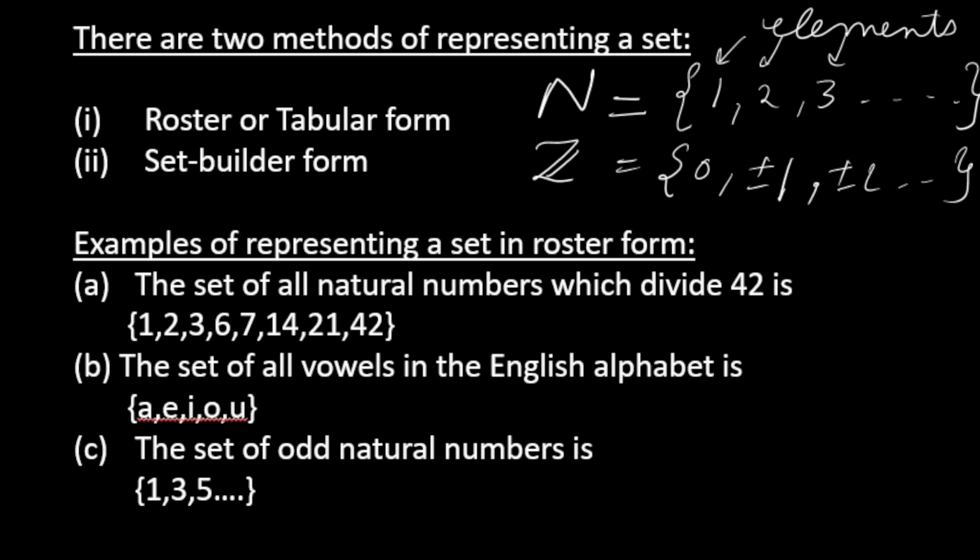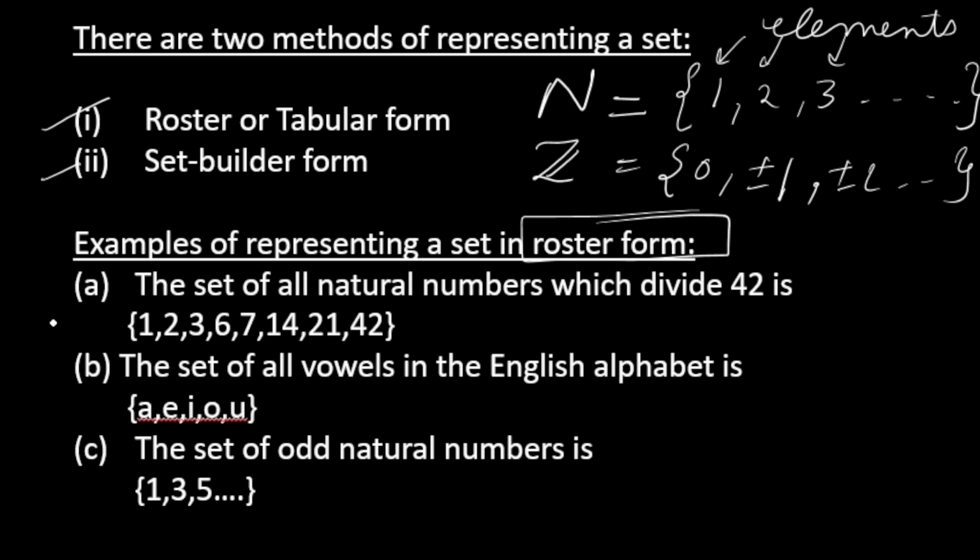Now a set is represented in two ways: roster or tabular form and set builder form. Both the forms I'll explain with the help of a few examples. First of all, a few examples I have mentioned here, and these examples I've represented in roster form, and then the same examples I have represented in set builder form, and I'll explain.